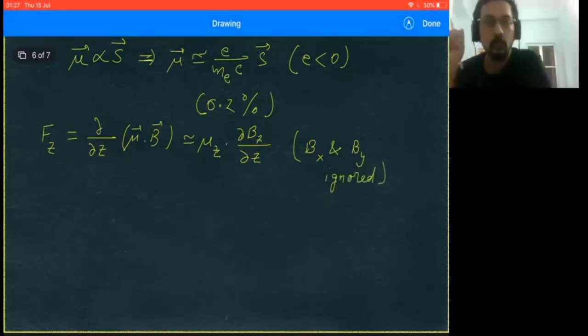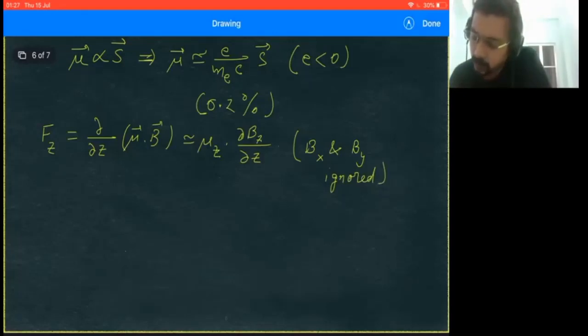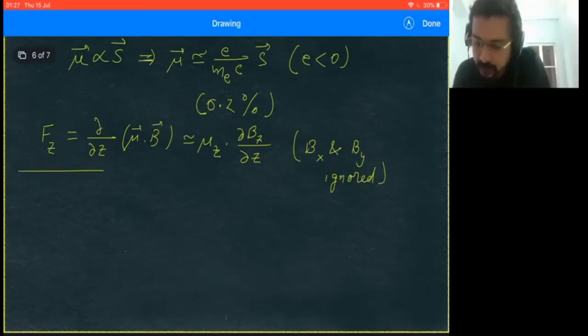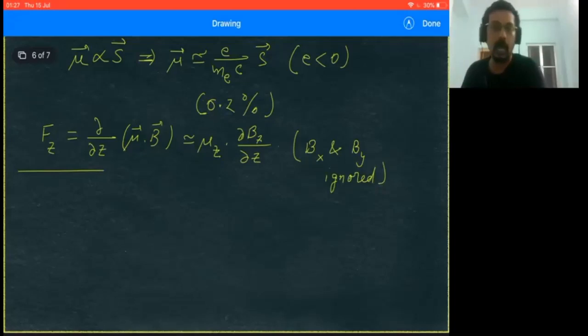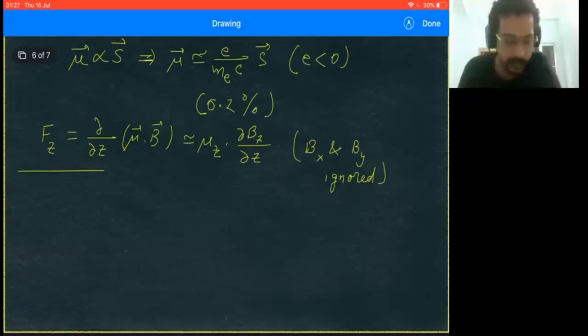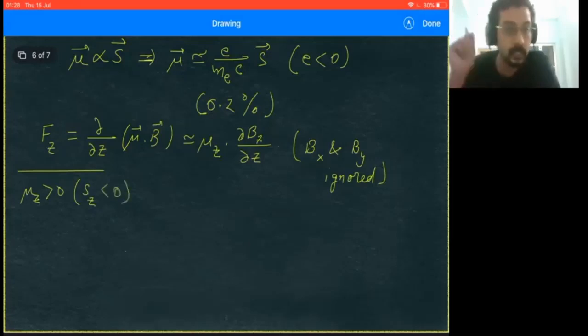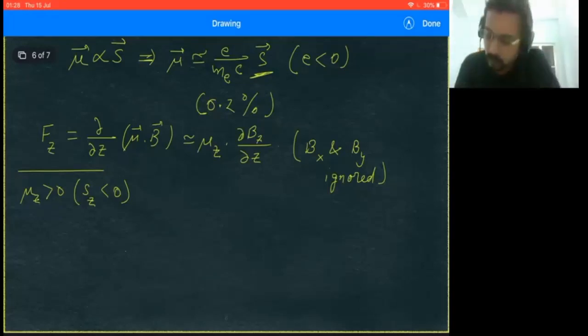Okay. So this is the force along the z direction that every electron that passes in between those magnet spaces feels. Depending on whether mu z is greater than zero or less than zero, the force will be upward directed or downward directed. So if mu z is greater than zero, that is Sz is less than zero. This is true because, as I was pointing out, according to my convention, e is negative. So if you look at this formula, when mu z is greater than zero, Sz will be less than zero. So this is going to give me an upward force.